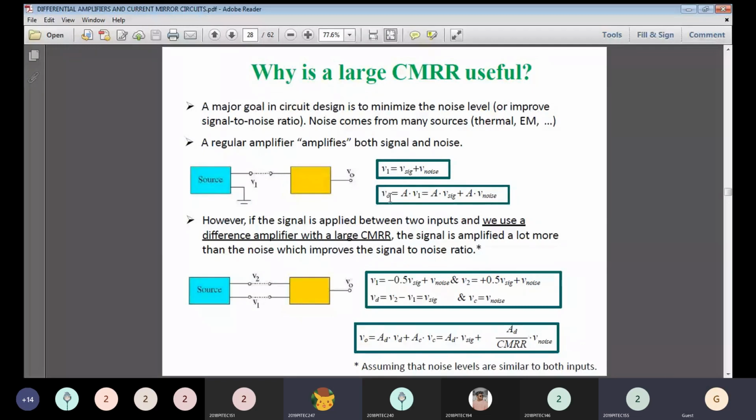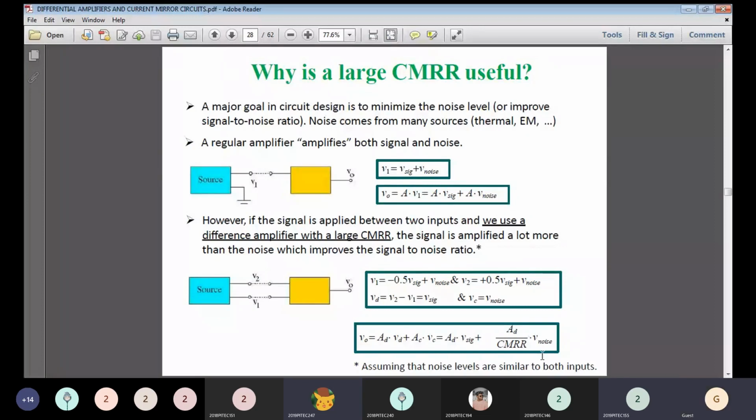So what is the value of output? Output is A into V1, where A is a proportionality constant, or a gain. If it is common mode, it is AC, the common mode gain. If it is differential, it is AD, the differential gain. So V0 is equal to A into V1. We already discussed that the voltage will have a signal and noise, so substitute the value of signal and noise here.